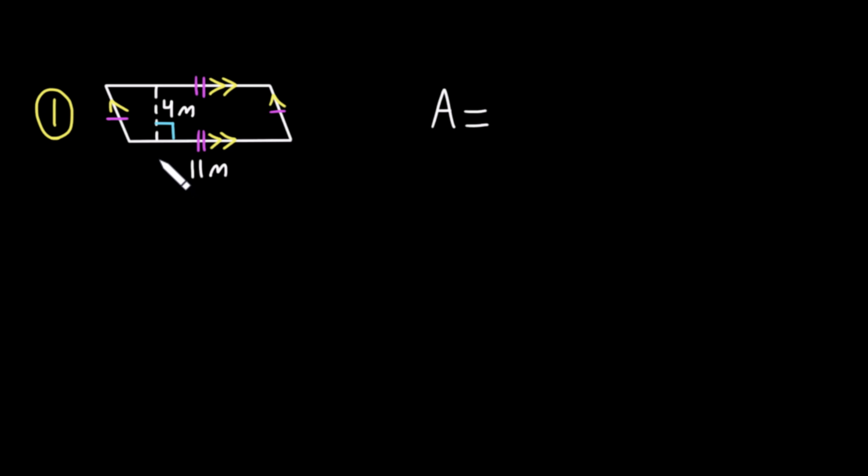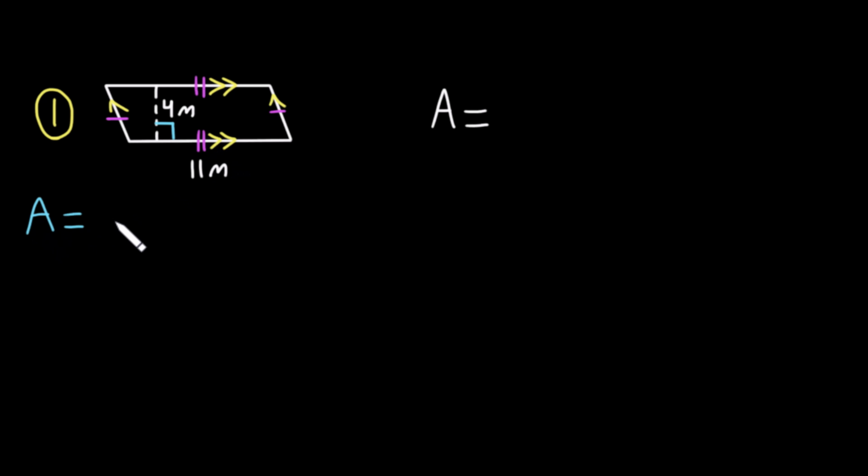The first example: we have a parallelogram with the base 11 meters and height 4 meters. We want to find the area. As we know, in a parallelogram opposite sides are equal and parallel. This is parallel to this, and this one is equal to this one. So this is a parallelogram. But it's enough to say that in a parallelogram opposite sides are parallel. Now let's find the area.